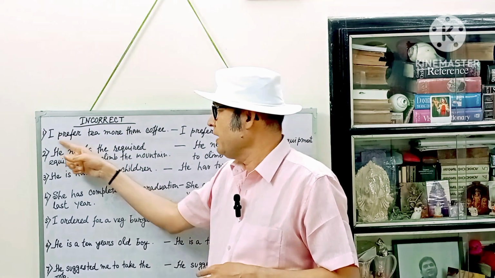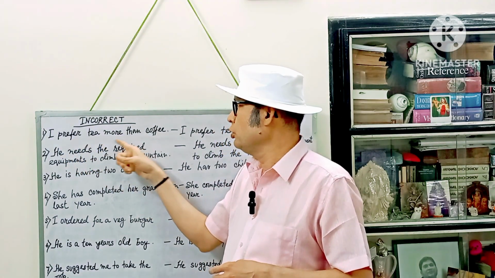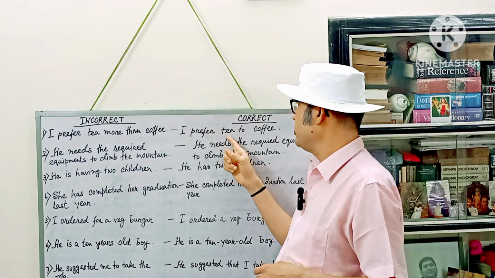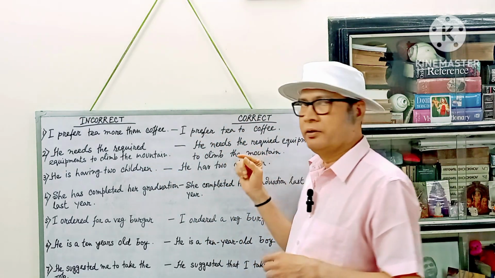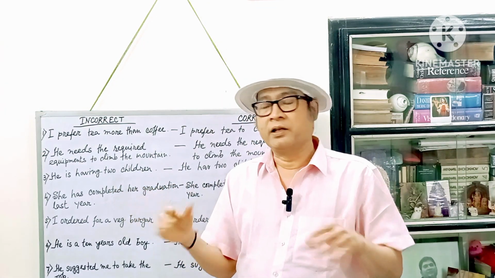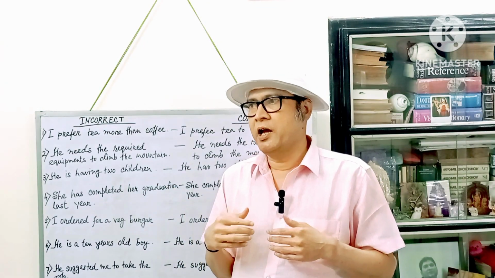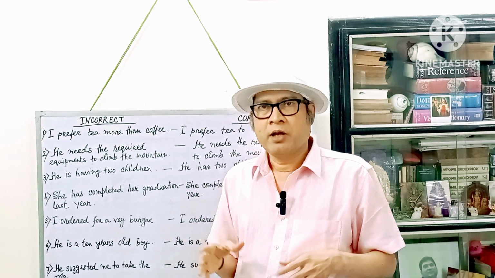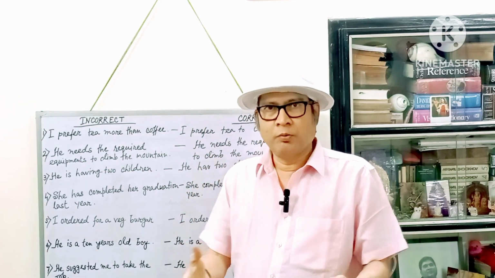So what do we have to say? I prefer tea to coffee. Look at the correct sentence. I prefer tea to coffee. Do not use more than. Do not say, I prefer chicken more than mutton. That's a wrong sentence. But, I prefer chicken to mutton.